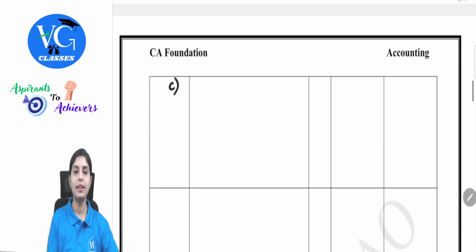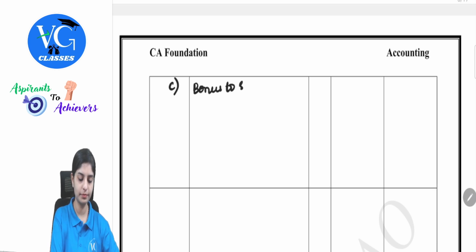What is the last entry for this? We are issuing shares. So, bonus to shareholders account debit to equity share final call.